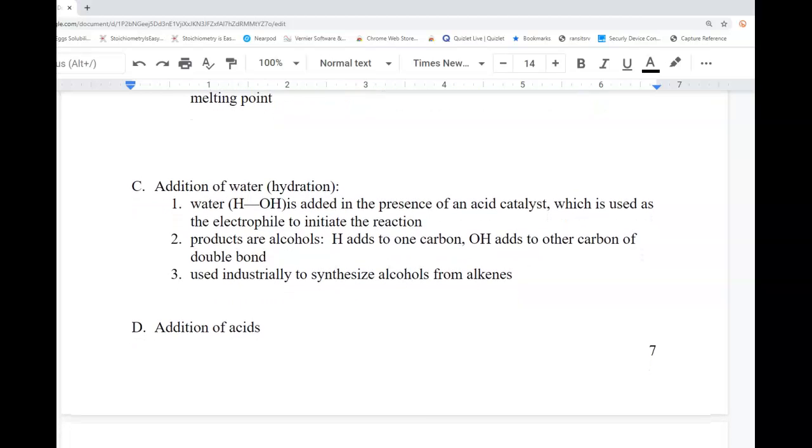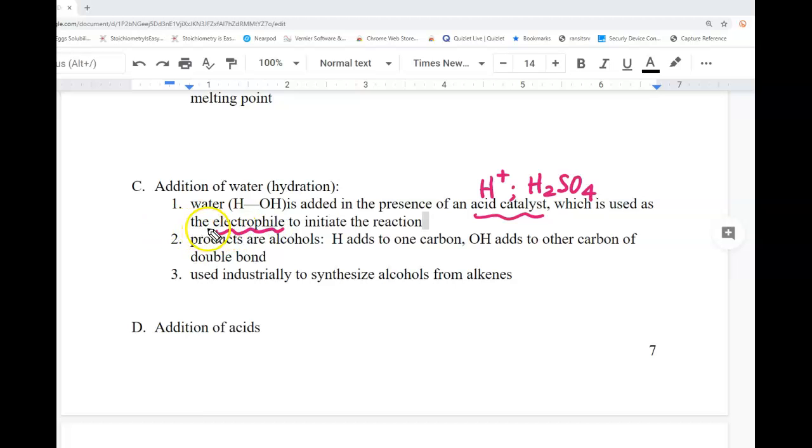Okay, so what about if we add water? In other words, we are doing a hydration reaction. This is going to be the addition of water. And so H and OH is what's going to be added in the presence of an acid catalyst. And so the question often is, well, what is the acid catalyst? Many times we just write the acid catalyst as H plus. Oftentimes, though, we might just say that the acid catalyst is H2SO4. That is a commonly used acid catalyst. It is used as the electrophile.